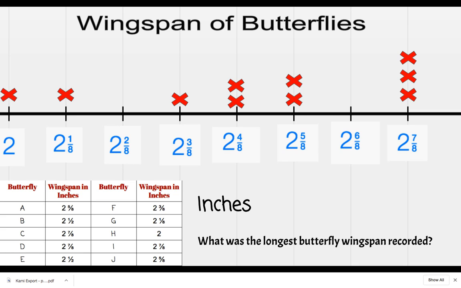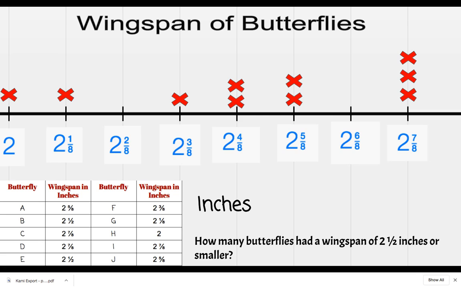So one of the questions that I can ask and that can be answered based on this information is, what was the longest butterfly wingspan recorded? Okay. Obviously 2 7/8 was the longest, so that's a question that can be answered. I also can ask how many butterflies were collected for this data. All I would have to do is count up all the X's. And then I can also ask how many butterflies had a wingspan of 2.5 inches or smaller. So this is what you're going to do.